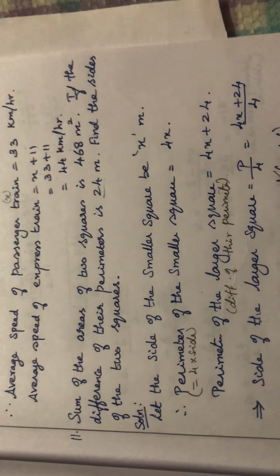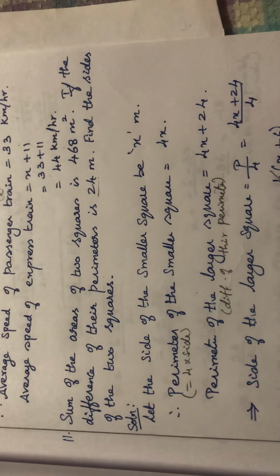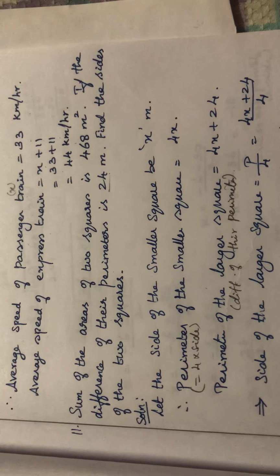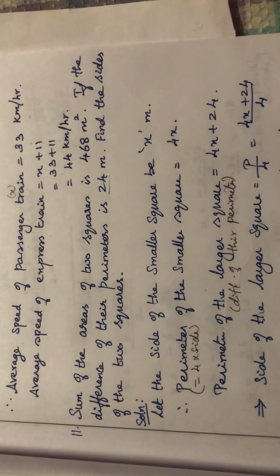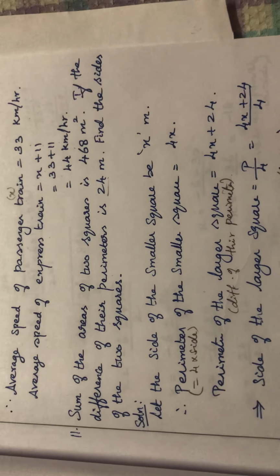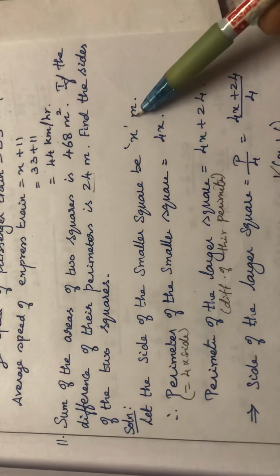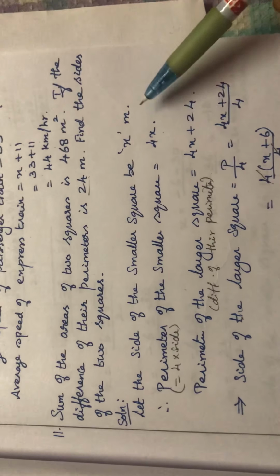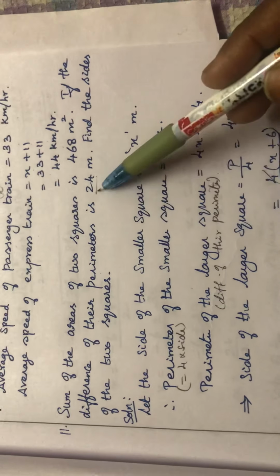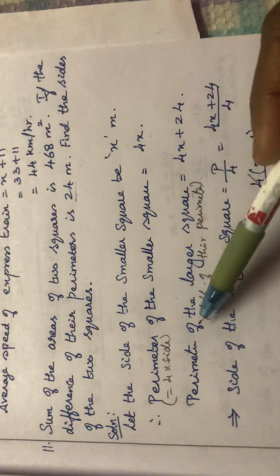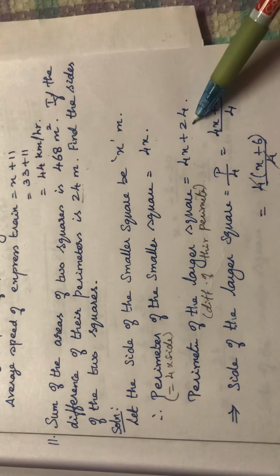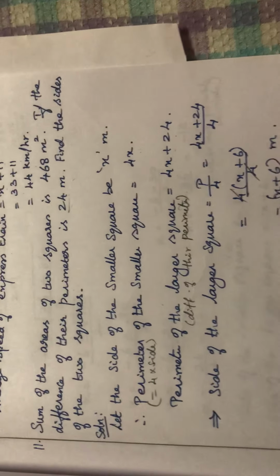So we are going to consider, let the side of the smaller square be x. Then what will be the perimeter of the smaller square? Formula for perimeter is 4 into side. So if the side is x, then perimeter will be 4x. They have given the difference of the perimeter is 24. That is, perimeter of the larger square will be 4x plus 24. That is the meaning of the statement.